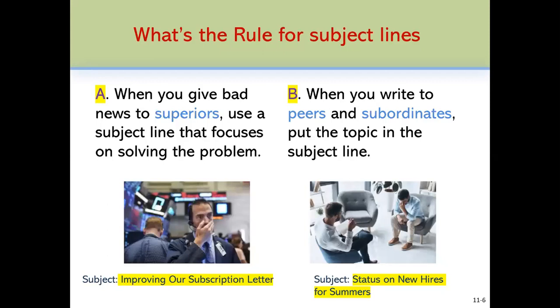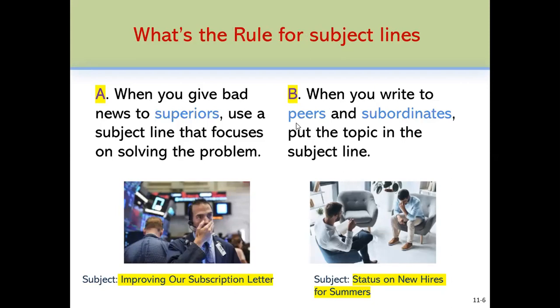On the other side, in the B part, on the subject line, we can actually go directly to the topic or the point. For example, the subject I gave here is: status on new hires for summers. So it's like a new status. Maybe coming summers, we're not getting more applications. So status, factual data immediately on the subject topic.